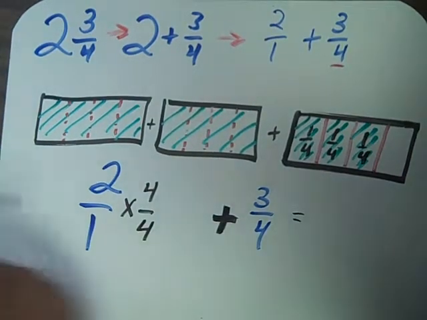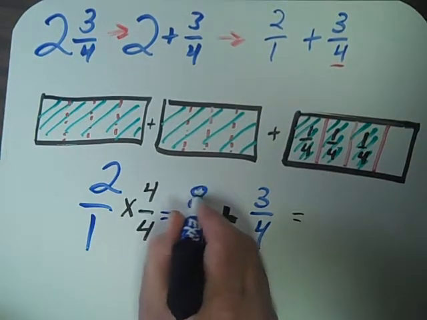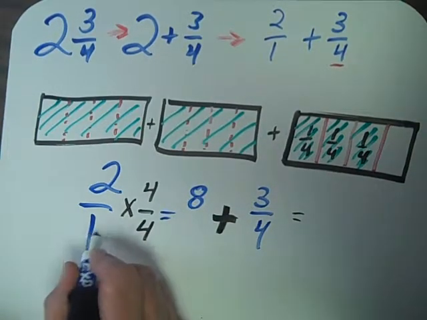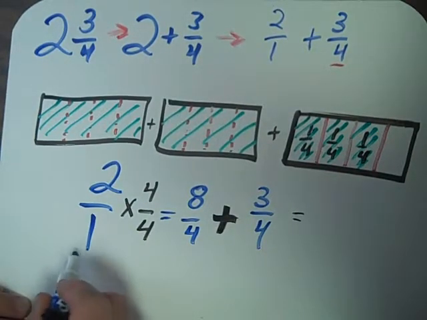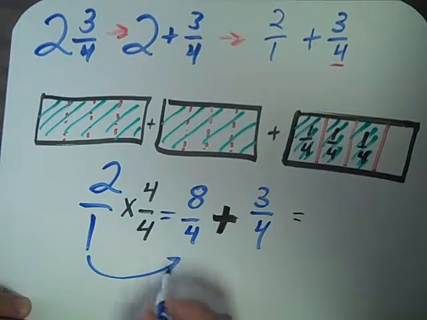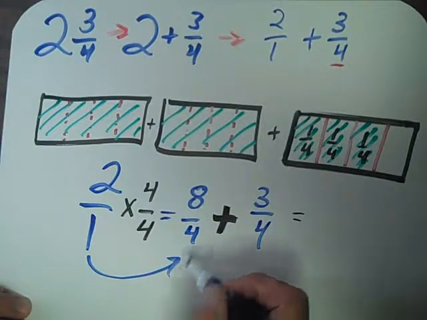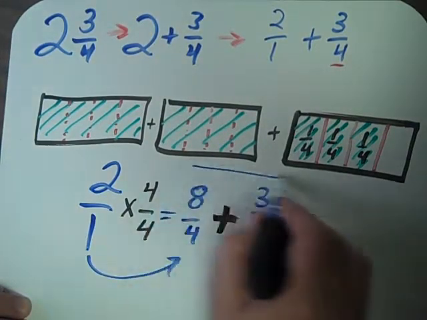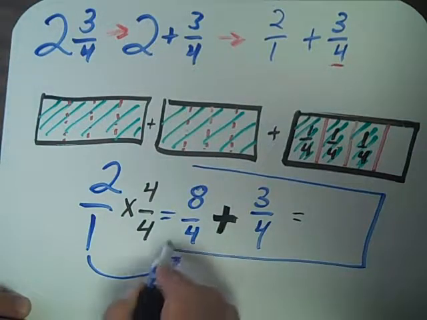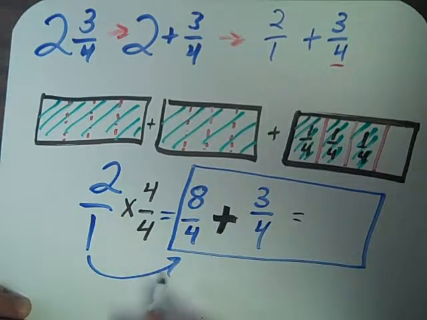I'm going to do that in a different color. 8. And 1 times 4 is 4. And we just made an equivalent fraction for 2 1/8. Our new fraction is 8 4ths. So an equivalent fraction for 2 1/8 is 8 4ths, and now we have a new problem. And we can add straight across because the unit size is the same.